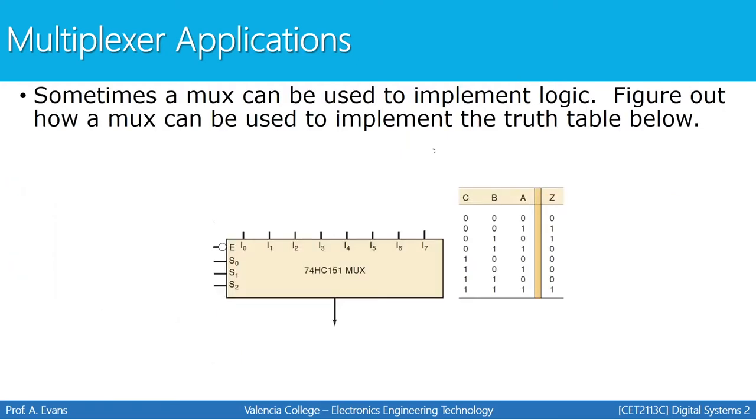Sometimes a MUX can be used to implement a logic function. This is another application of a MUX. We're going to figure out how a MUX can be used to implement the truth table below. So let's say that all I've been given is a truth table. I know that when the inputs are 0, 0, 0, the output has to be 0 and so forth. And the only thing I can use to build a circuit to create this output is a MUX. That's it. I don't have anything else. How can I do that?